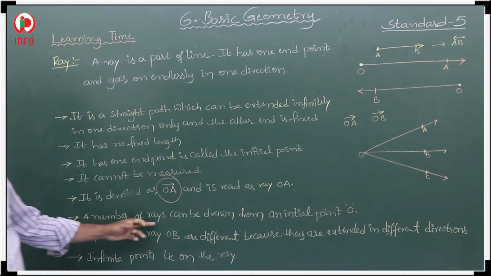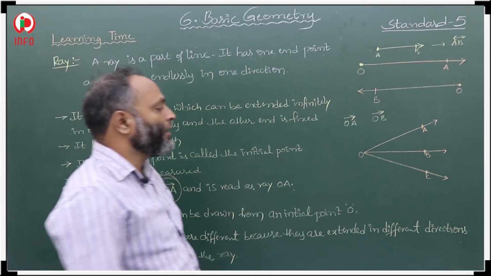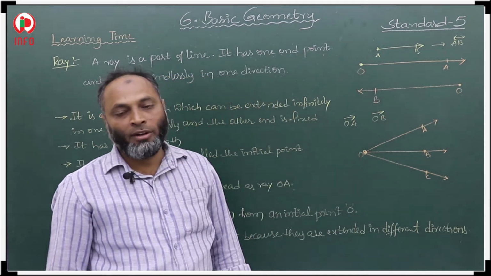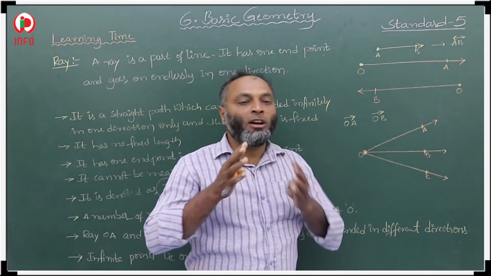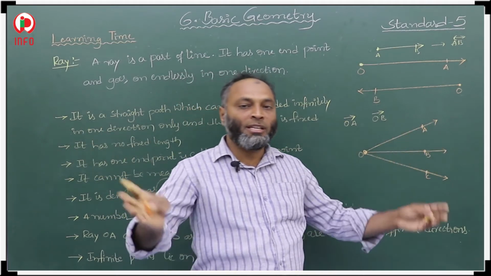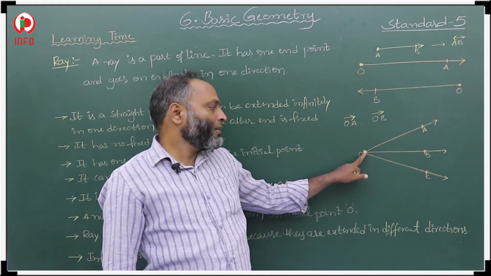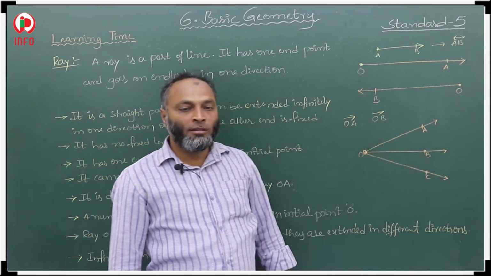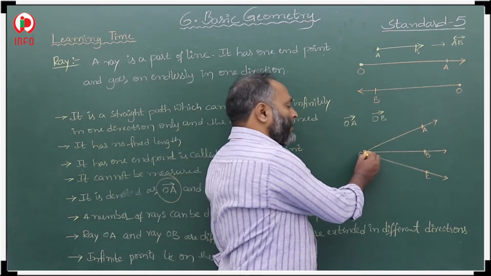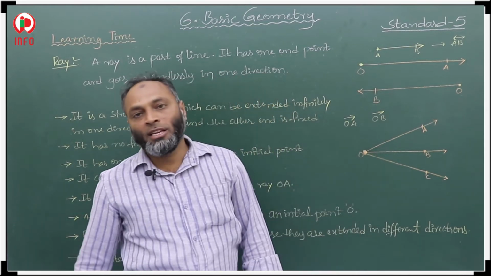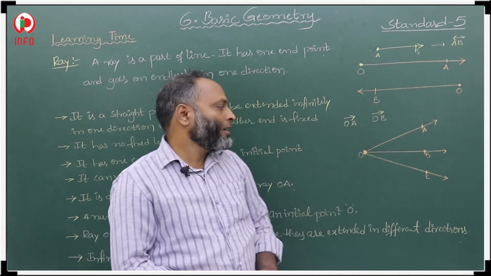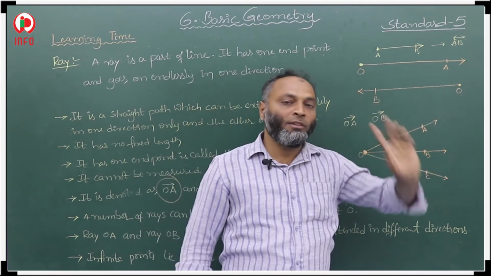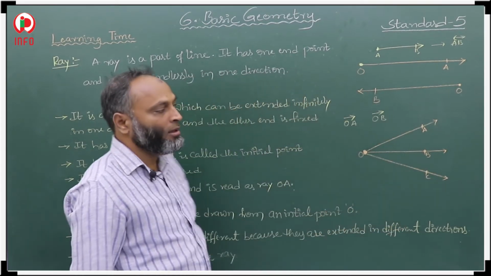Then a number of rays can be drawn from an initial point. Here this is the initial point. How many rays can be drawn? Infinite rays. The sun is an initial point; how many rays can the sun produce? Infinite rays. In the same manner, from one initial point we can draw infinite rays: OA, OB, OC, OD, OE, OF, and so on.